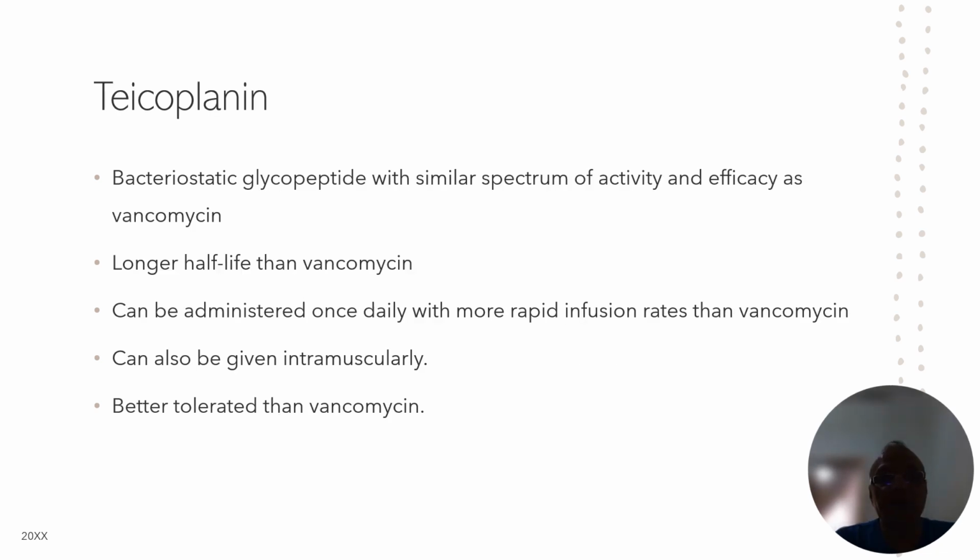Teicoplanin is a bacteriostatic antibiotic for MRSA infection with a similar spectrum of activity and efficacy as vancomycin. It has a longer half-life than vancomycin and can be administered once daily with a more rapid infusion rate than vancomycin. It can also be given intramuscularly. Teicoplanin tends to be better tolerated than vancomycin. Some favor its use for patients who are intolerant to vancomycin, while others use it as the drug of choice for the initial therapy for gram-positive pathogens.